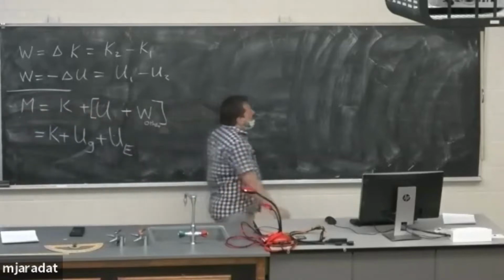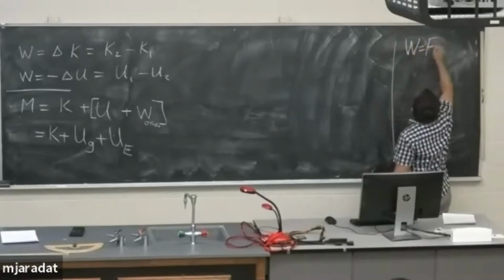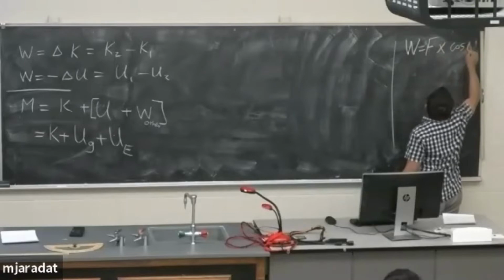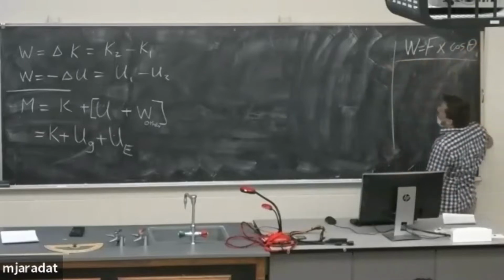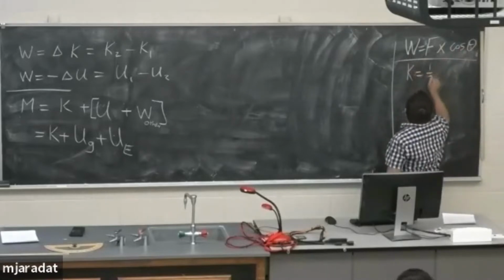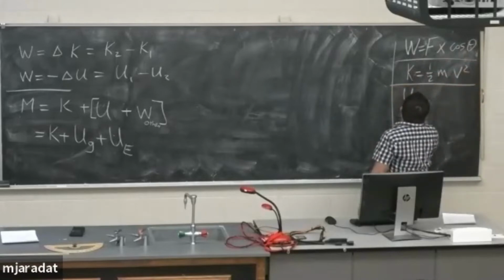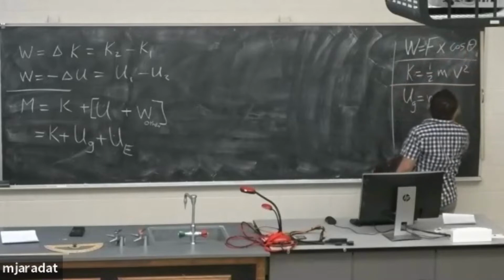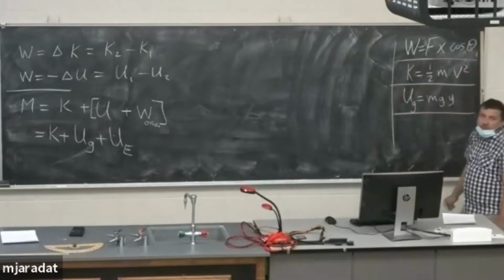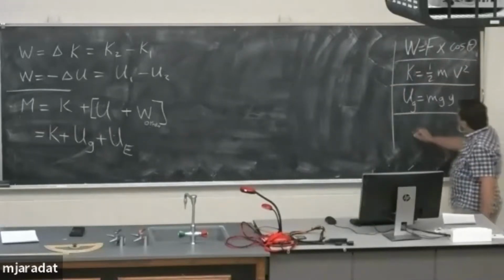Here, the work is equal to F multiplied by x by cosine theta. We need this when we solve the example. The kinetic energy is equal to half mv squared. The potential energy due to gravity is equal to mgy. y is the altitude due to gravity. We need always to find, or to assume, our origin.